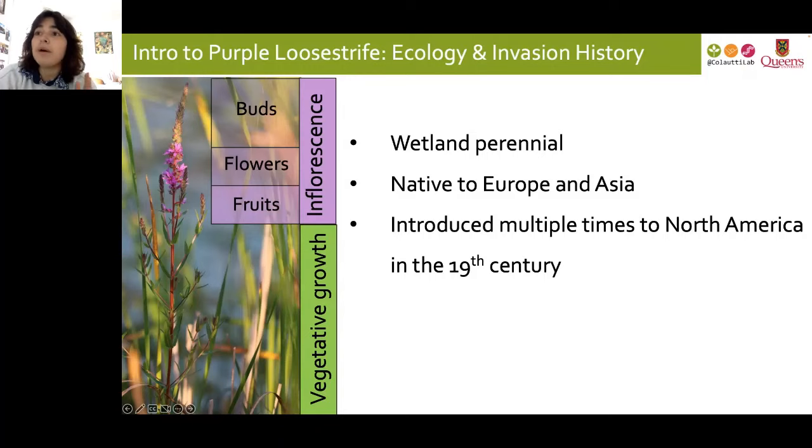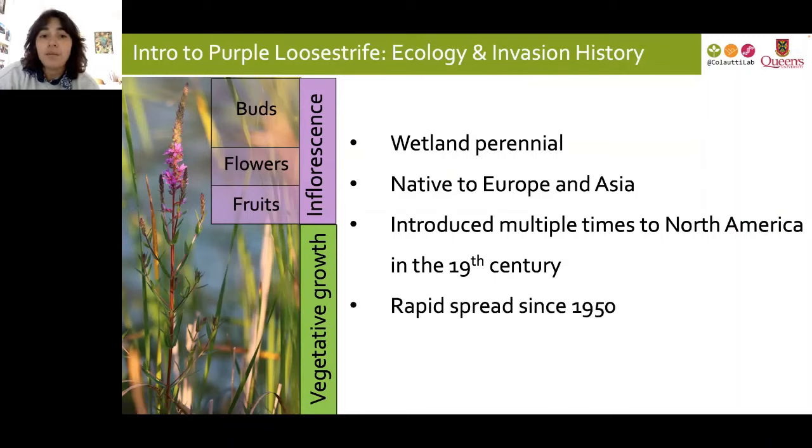Something interesting to note about this plant is that it does follow that lag response time that we saw in those modeling papers, where it was introduced in the 1800s at least, but it has only undergone rapid spread in the last 50 to 70 years. And as everyone attending this conference is well aware, the effects of invasive species can be incredibly taxing on both biodiversity and the economy, and purple loosestrife is certainly no exception. It's squeezed out many native plant species and has been the subject of many expensive management programs.